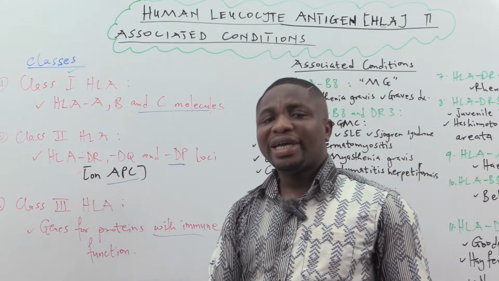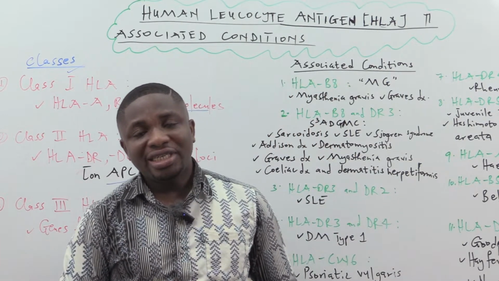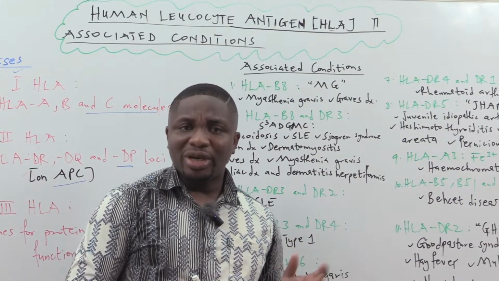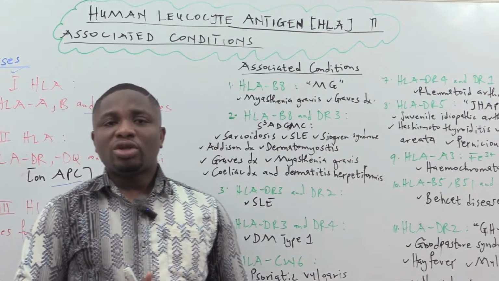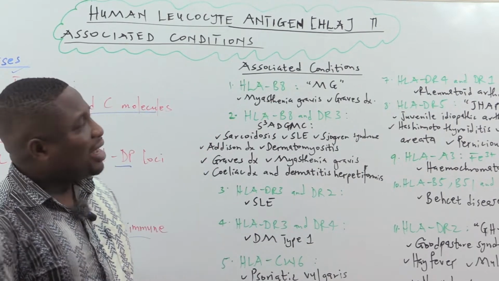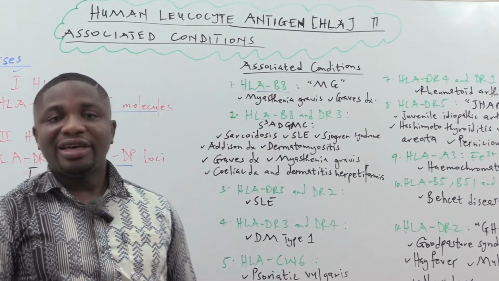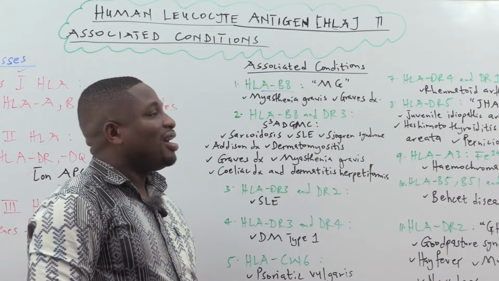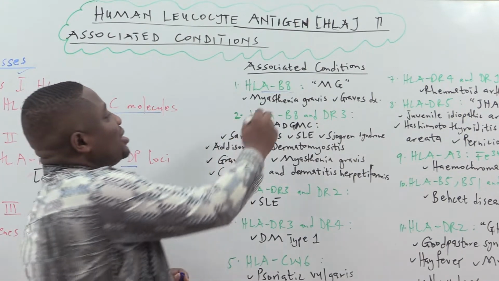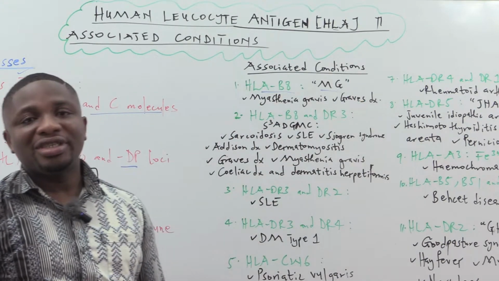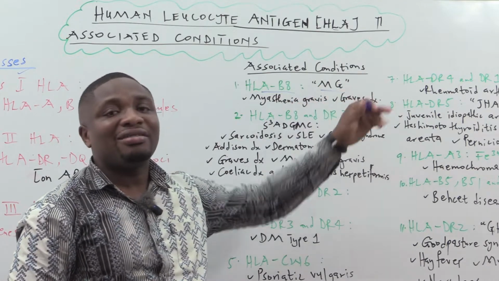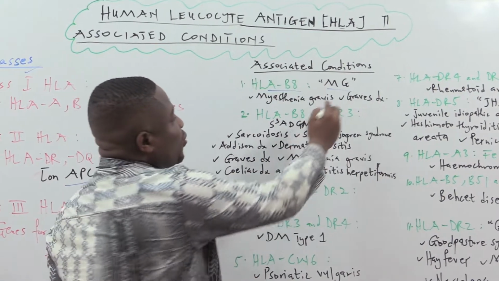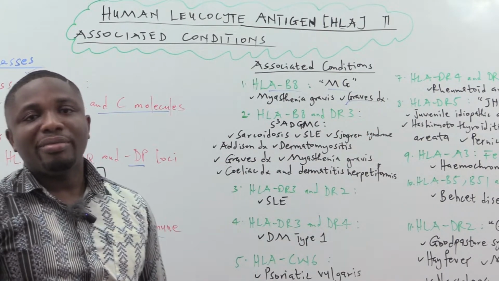Now, let's move on and talk about the HLA and the associated conditions. Most of them, as we are looking at, will be autoimmune disorders. So let's start with the first one. That will be HLA B8. B8 definitely will belong to class 1 HLA. Which condition are we talking about there? Simply remember myasthenia gravis. For HLA B8, remember myasthenia gravis, that's MG. So the M will go for myasthenia gravis and the G will go for Graves' disease. That's how you remember it.